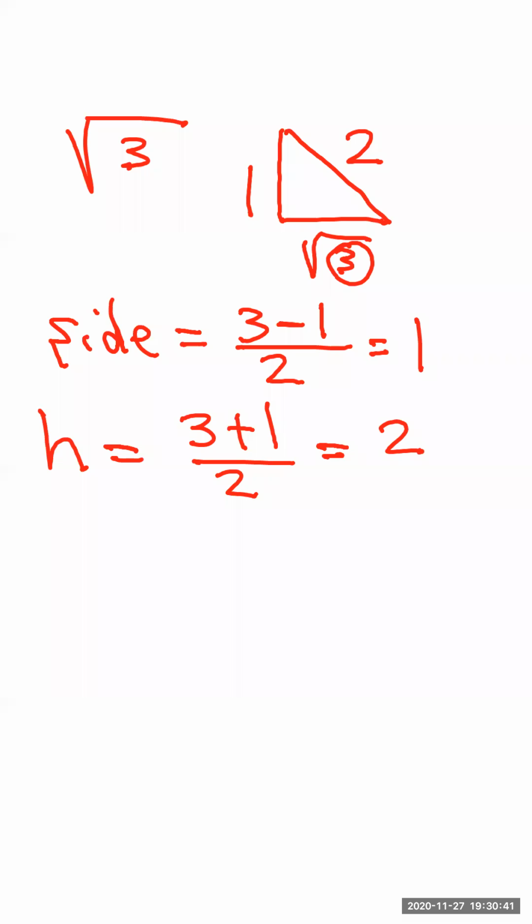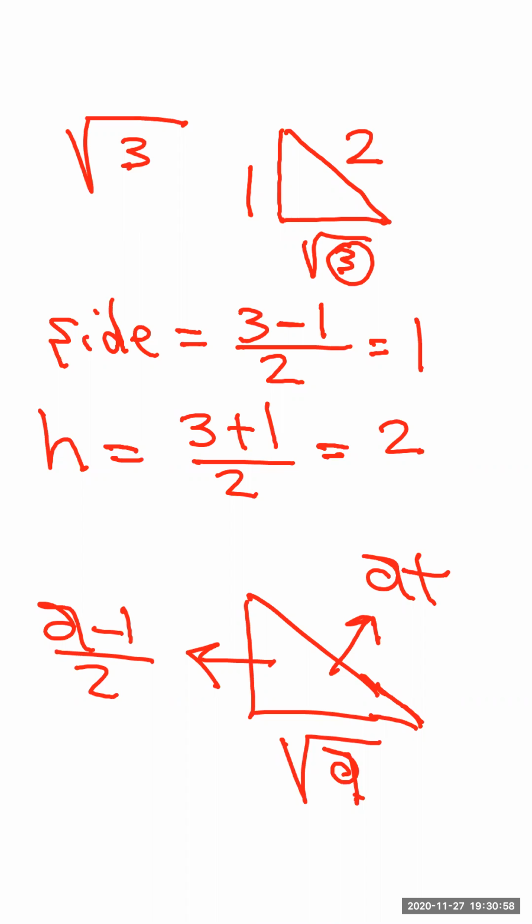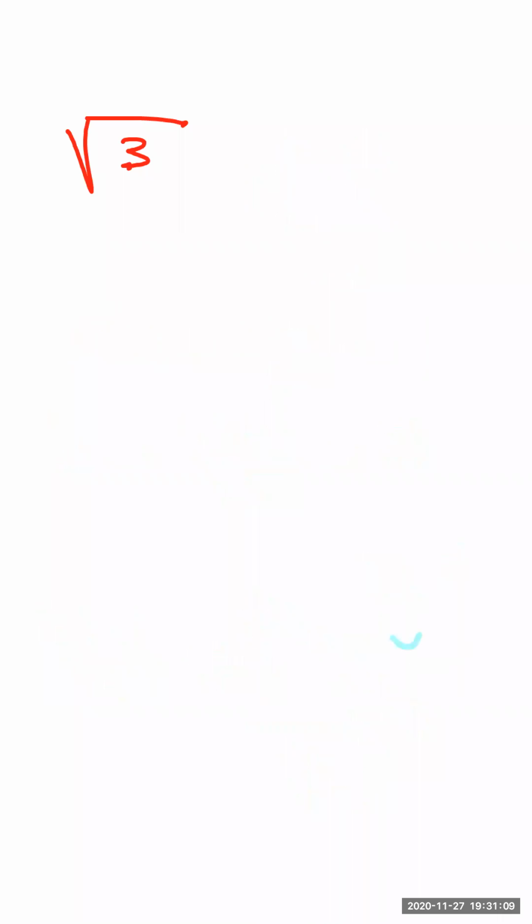Can you repeat, please? What is the rule, guys? What is the rule from the second lesson? For the square root of a, the side equals a minus 1 over 2. The hypotenuse equals a plus 1 over 2. Are we clear? So we are making it on the number line like the Pythagoras theorem. Yes, exactly. Then what will be the next step, guys?